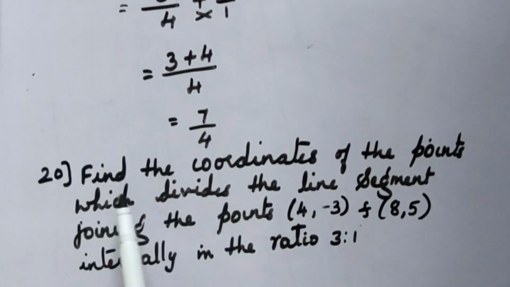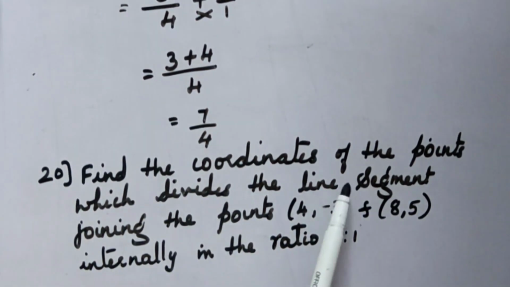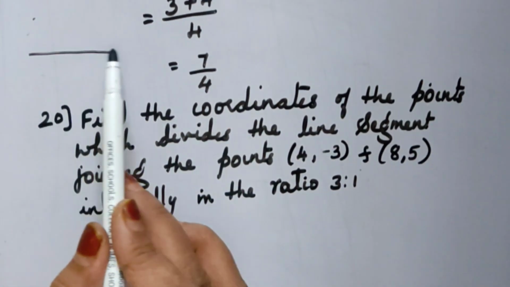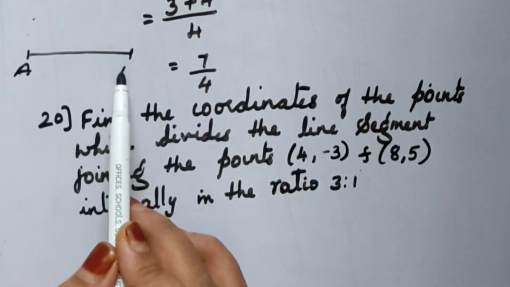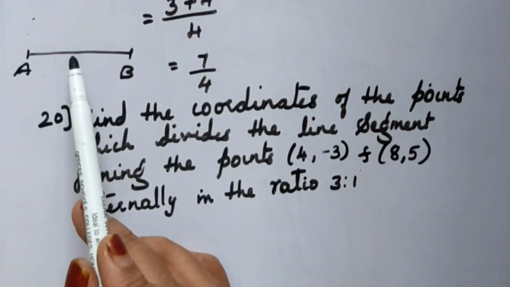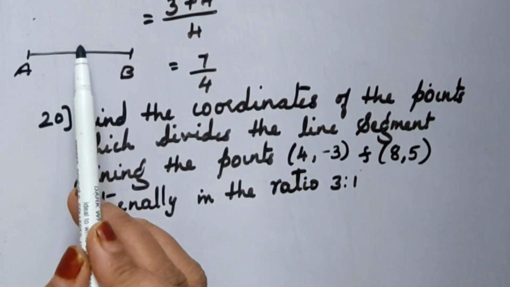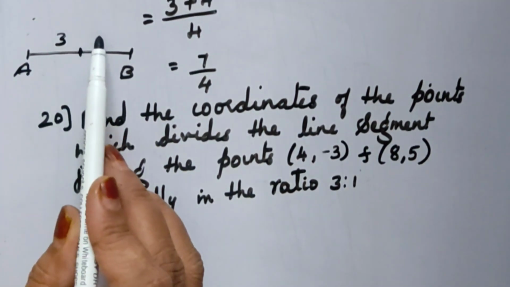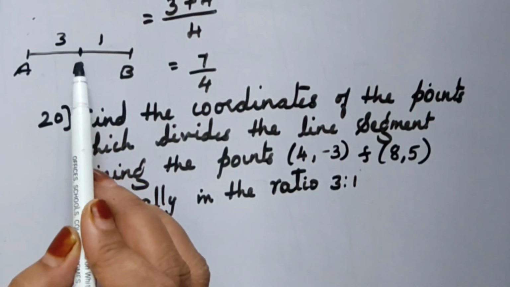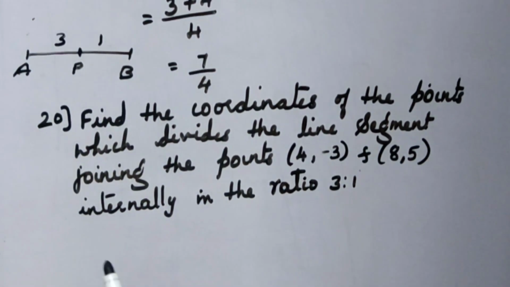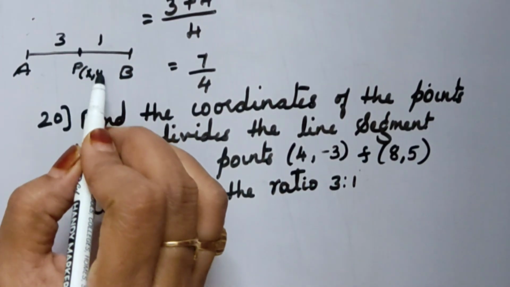Now this is the next question. Find the coordinates of the point which divides the line segment joining the points (4, -3) and (8, 5) internally in the ratio 3:1. Students, as you can see, this is a line segment. I'll write this as AB. This is a point which is dividing the line segment in the ratio of 3:1. Let me name this as P. Let us find out the P coordinates. So this will be (x, y).